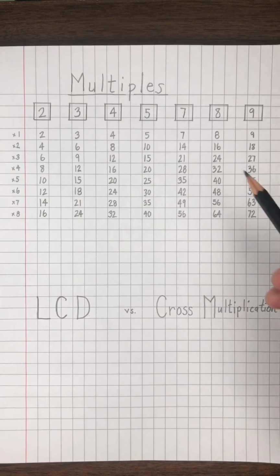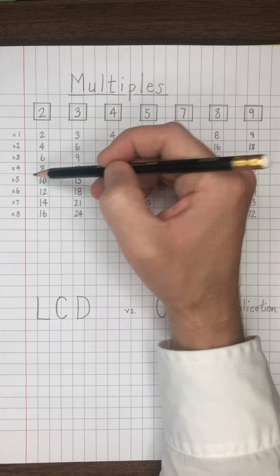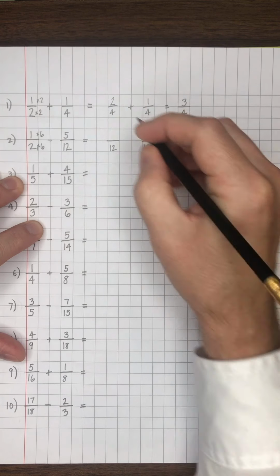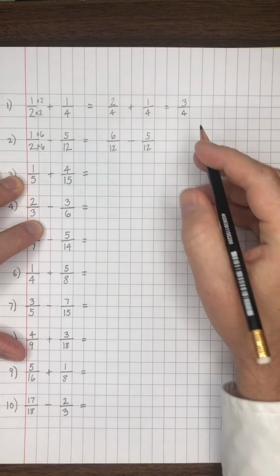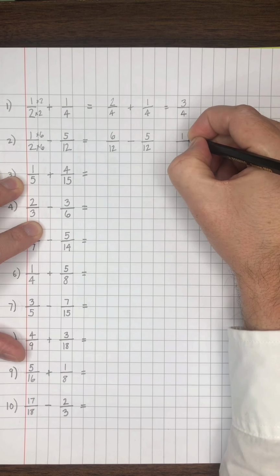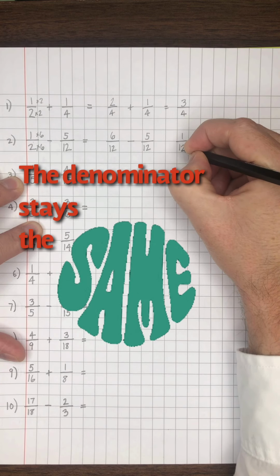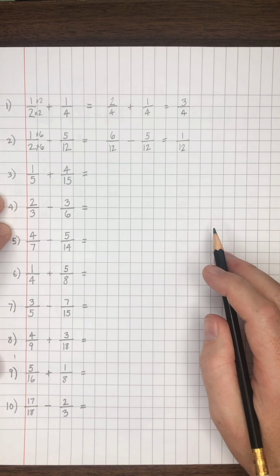We can go back to our multiples. 1, 2, 3, 4, 5, 6. We multiplied by 6. So whatever we do to the denominator, we do to the numerator. 1 times 6 is 6. We are subtracting. So now we subtract the numerators, and we get the difference of 1, and the denominator stays the same. So our answer is 1/12.